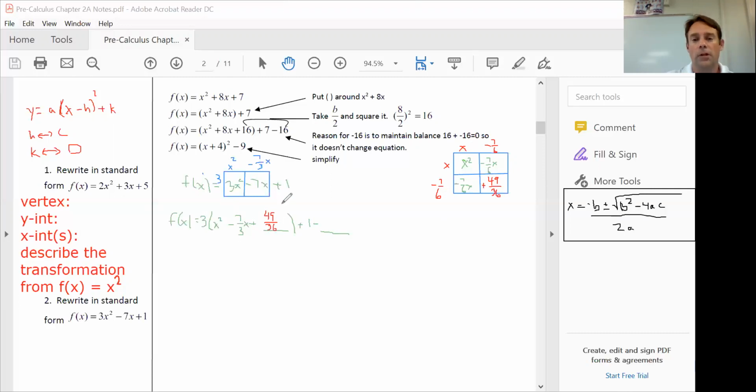All right. So when we distribute that 3, don't forget that we're multiplying this inside by a 3 out here, right? So technically that 3 goes with it. That means if we're adding that inside, it means we're going to subtract it from the outside. So we're going to subtract 3 times 49 over 36.